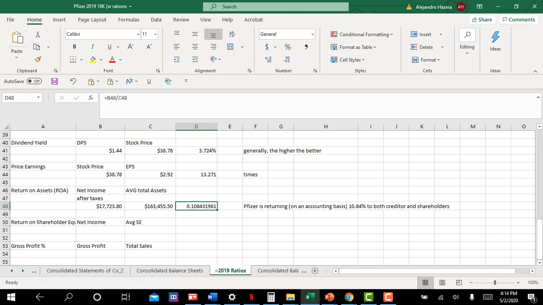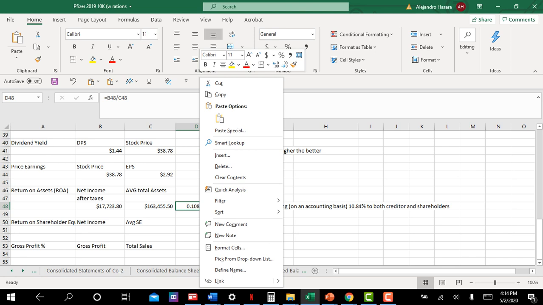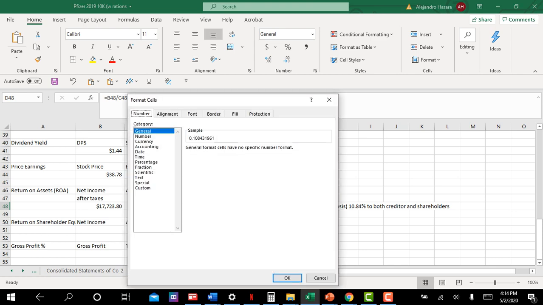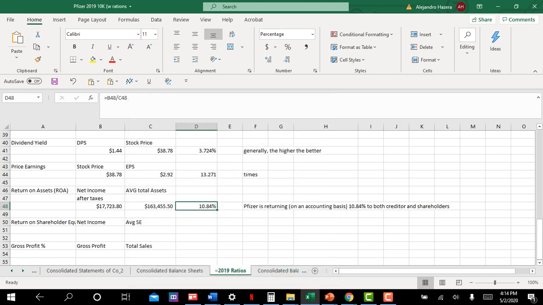So, I'm going to change this. I'm going to go ahead and reformat this just to make it plain. I'm sure everybody knows about percentages, but just to make it better here. Percentage, terrific. Okay, so this means that this company is returning close to 11%. So this looks pretty good overall.